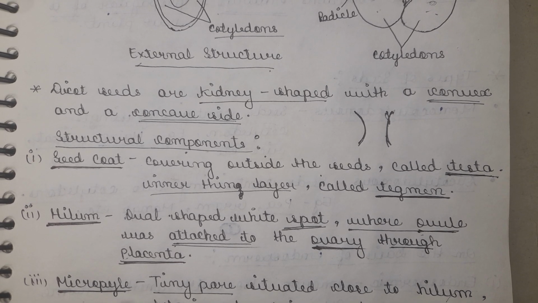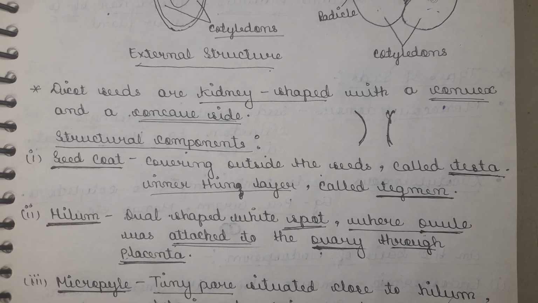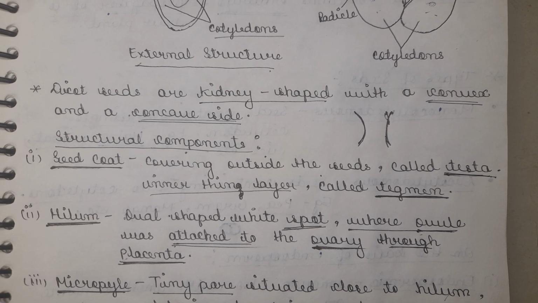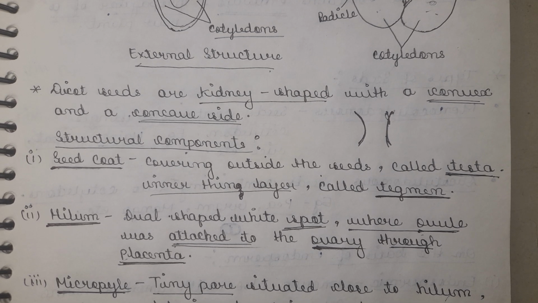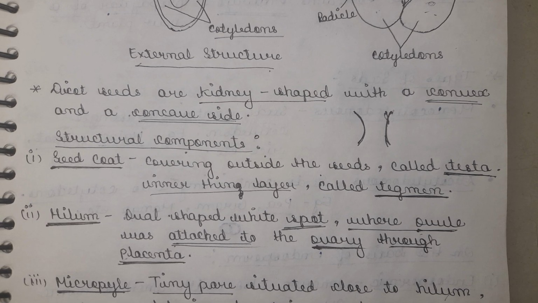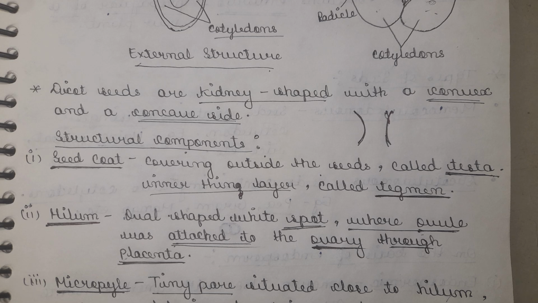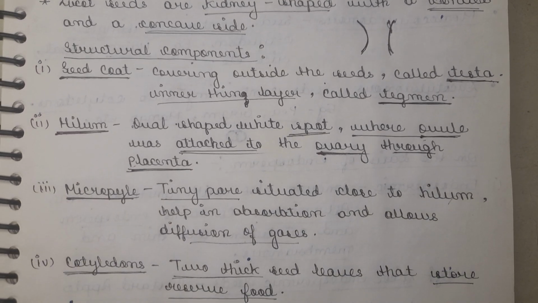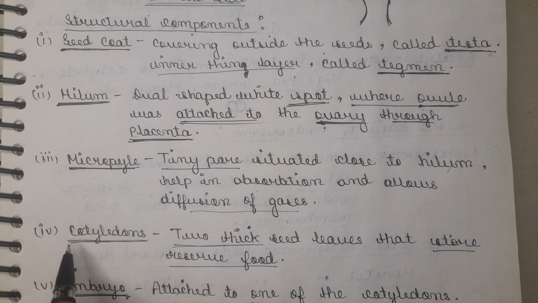So the third one is the micropyle. These micropyles are tiny pores situated close to the hilum, and their function is to help in the absorption of water for seed germination, and sometimes also to allow the diffusion of gases, the exchange of respiratory gases such as carbon dioxide, inside and outside the seed. So the fourth one is the cotyledons.